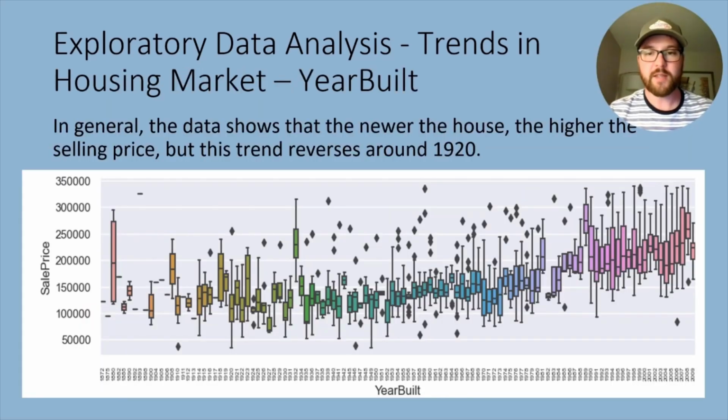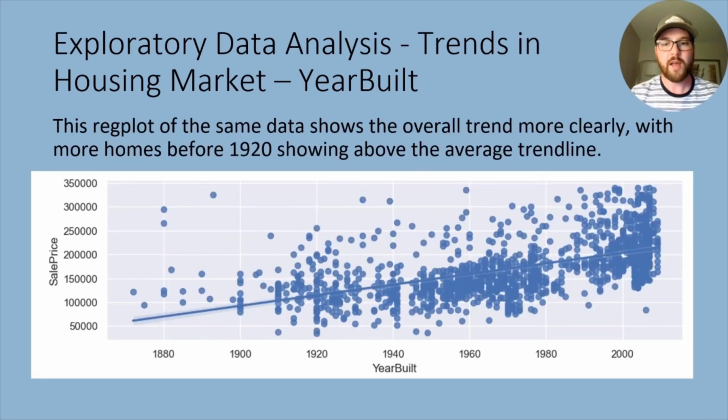This is the year built against time, and as you can see, it is a positive correlation. The newer the house, the more expensive the sale price. Except for from 1920 and earlier, it's actually in the opposite direction. So these more historic homes from 1920 and before are generally getting a higher sale price. And this just confirms that same trend.